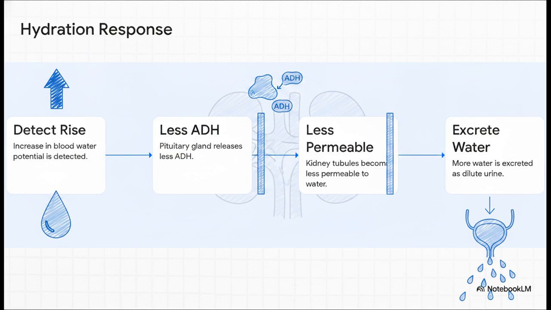Without those high levels of ADH, the walls of the kidney tubules thicken up, becoming way less permeable. Look at those blue arrows showing water reabsorption. They've practically shrunk to nothing. The water just stays trapped inside the kidney tubule.